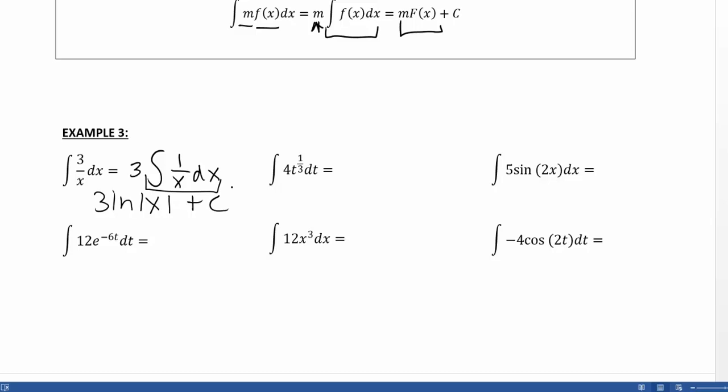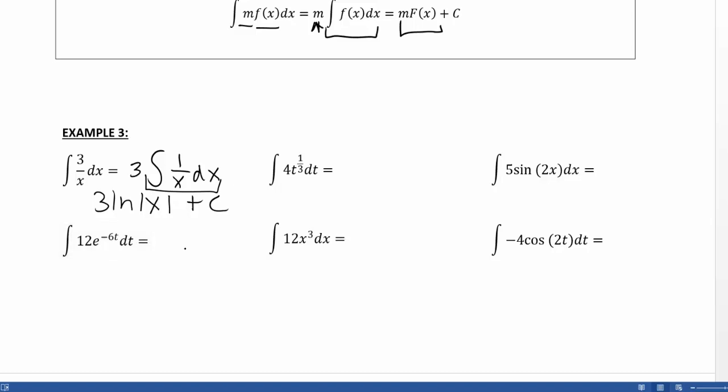So the 3 ends up in front. It doesn't end up in the argument of the natural log. It ends up multiplying the natural log in front because of our constant multiple rule. Now, you don't have to pull the constant out front. As long as you remember it's going to multiply your answer, it's fine to leave it with the function. So let's look at the next one to see what that looks like.